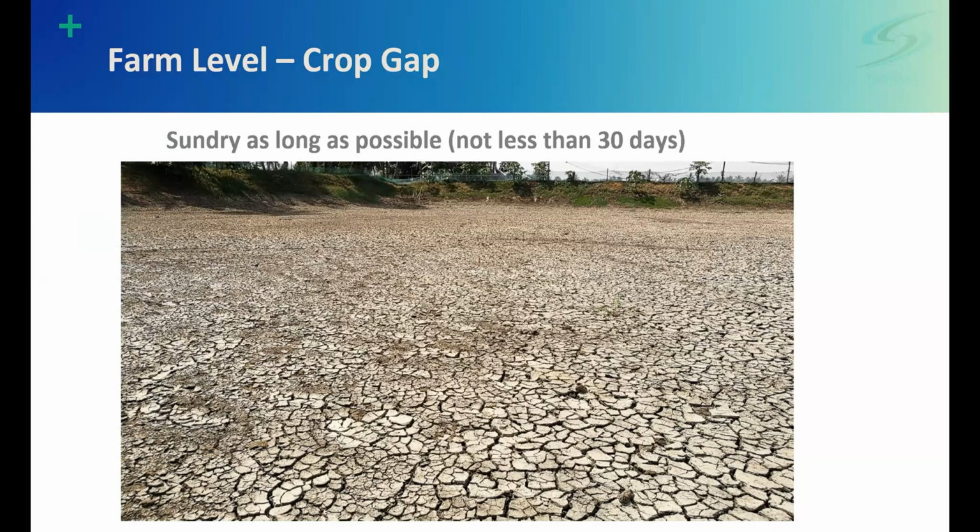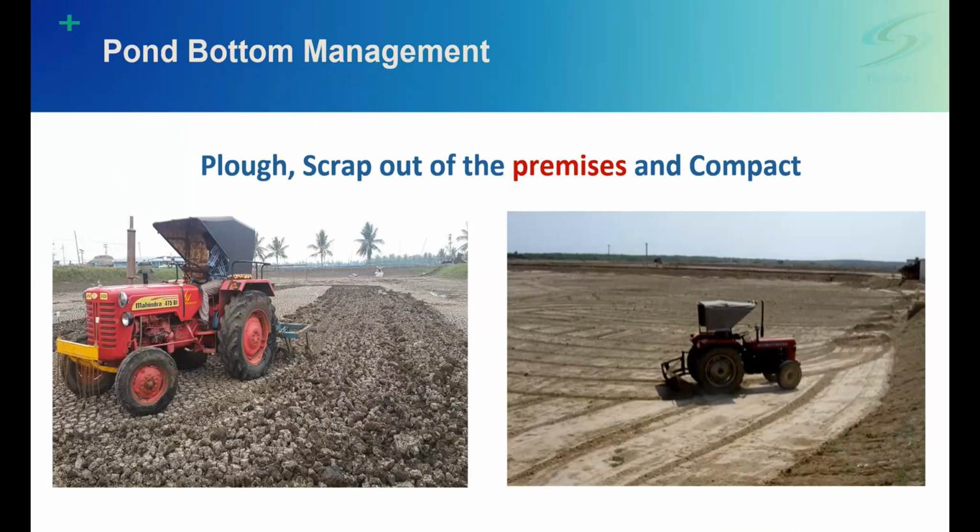One important thing here is EHP cannot be killed completely by long drying, but we can try to the maximum extent. After that, you have to plow and you have to remove that surface soil. You have to scrape the sludge and surface soil out of your premises. We can't simply dump this surface soil onto the dikes.